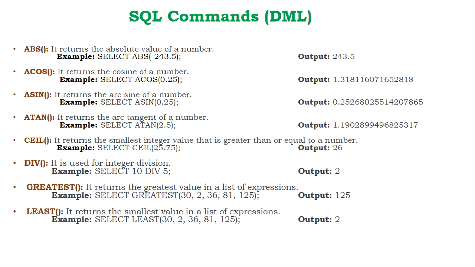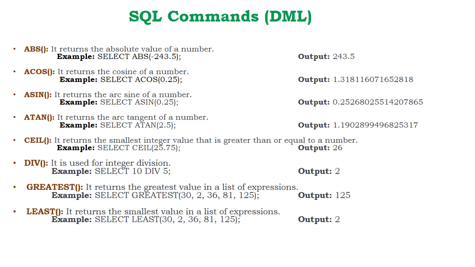Next one is the CEIL function. It will return the smallest integer value that is greater than or equal to the number. For example, SELECT CEIL 25.75. So it will return the rounded value 26. And next one is the division function. So it will divide the value, then it will display the result. For example, 10 DIV 5. The result is 2.